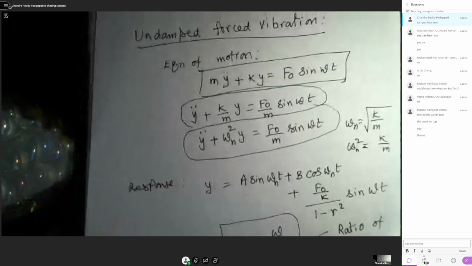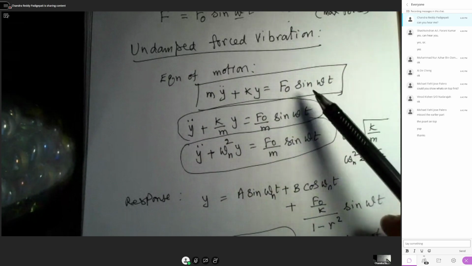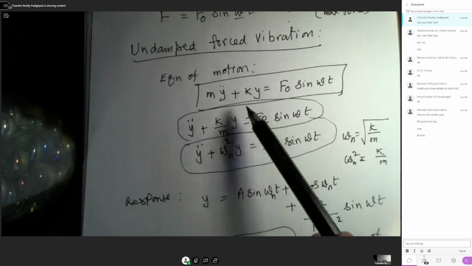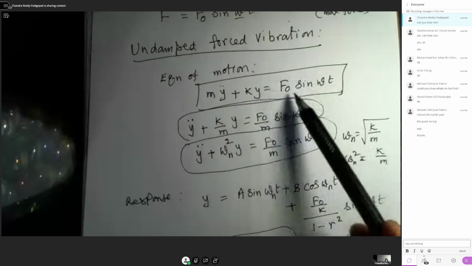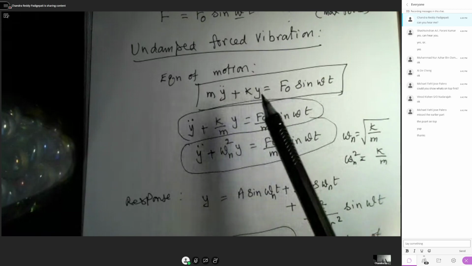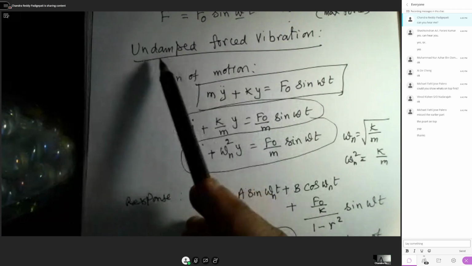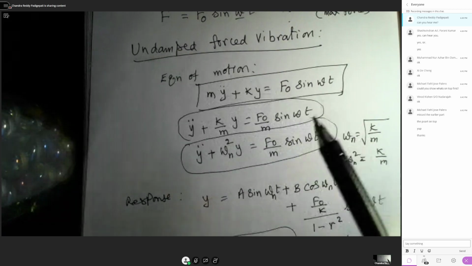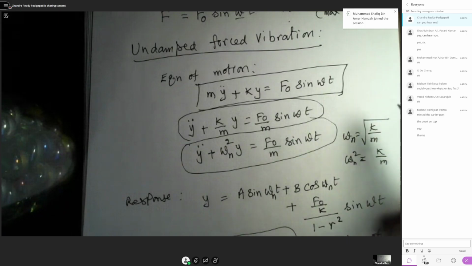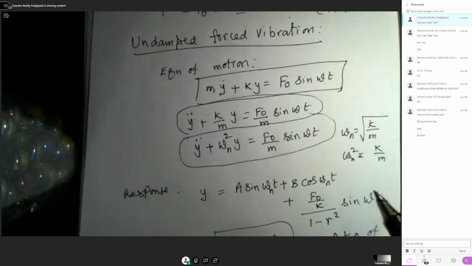All right, so this is basically the undamped forced vibration. The equation of motion can be written in different formats, with the force function on the right-hand side. We are dealing with only a mass and spring system. There's no damper, there's no c, so we don't have the damping ratio here. For this, the natural frequency is omega n.